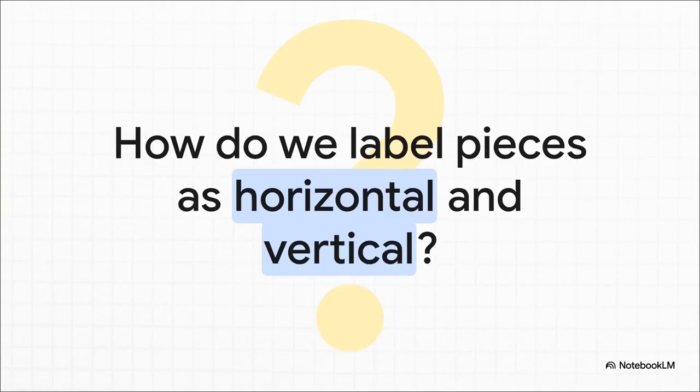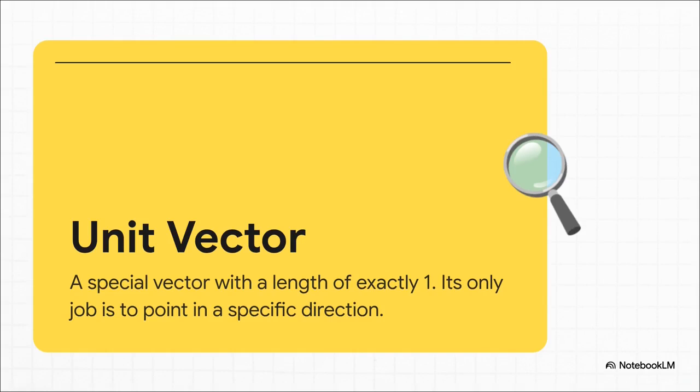And this really is the key question, isn't it? We have a number, let's say it's 4, for our horizontal piece, and another number, 3, for the vertical piece. But how do we make sure nobody gets them mixed up? How do we glue the idea of horizontal onto the number 4 and the idea of vertical onto the number 3? Well, the answer is this brilliant, elegant little tool called a unit vector.